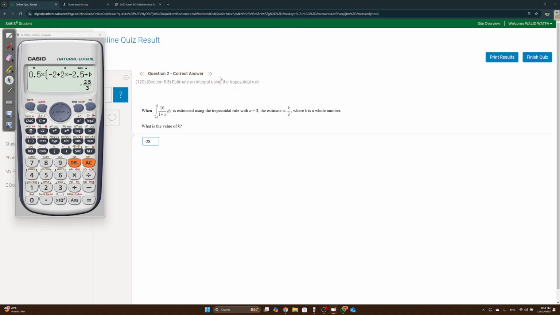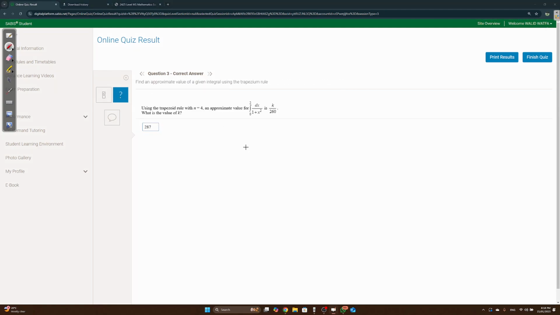Let me continue. Question 3. Use the trapezoid rule with n equals 4 to find an approximate value for this. So let's go a bit quicker. We first need to find our h. It's b minus a over n, right? So 2 minus 0 over 4, which is 1 over 2, which is 0.5.